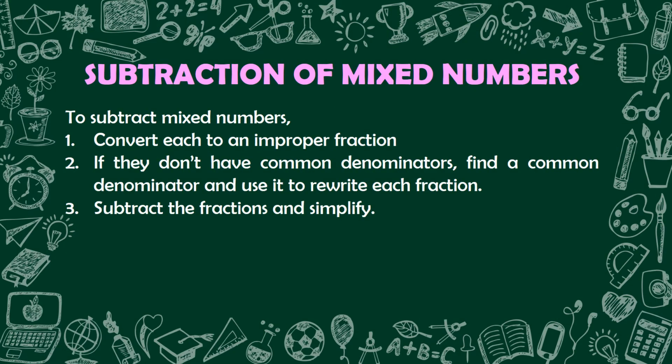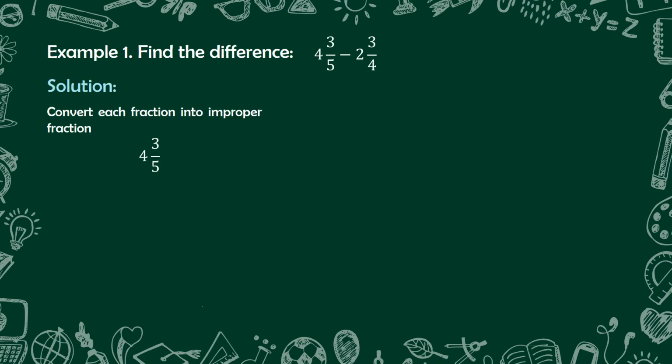Subtraction of mixed numbers. To subtract mixed numbers, 1. Convert each to an improper fraction. 2. If they don't have common denominators, find a common denominator and use it to rewrite each fraction. And last, subtract the fractions and simplify. Let us have an example. Find the difference of 4 and 3 over 5 minus 2 and 3 over 4.